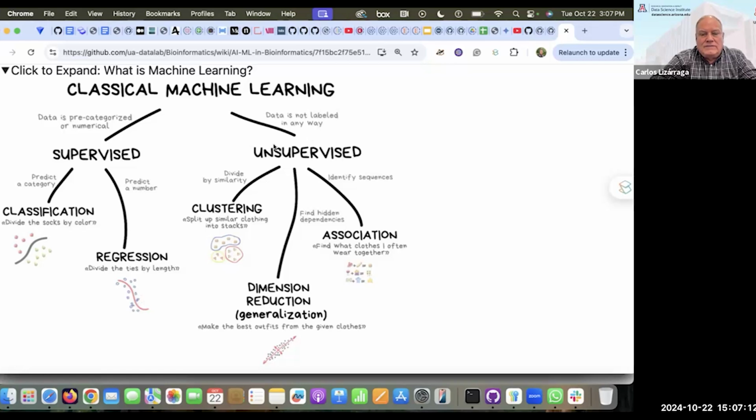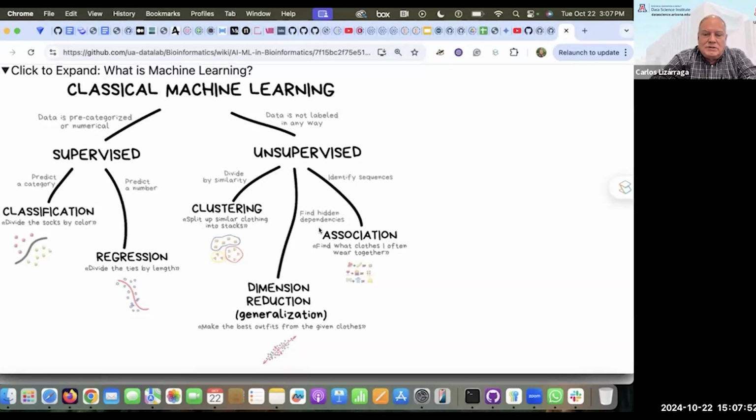On the other hand, if you have unsupervised data, so the data is by itself. For example, you have images of cats and dogs, and then you can do clustering. So, for example, here you can split up similar clothing into stacks. So you have different ones. You can have pants, or the other set will be shirts, etc. And then you can do dimension reduction, which is, for example, what's the best outfit from the given clothes. So you go to your closet and then try to select something.